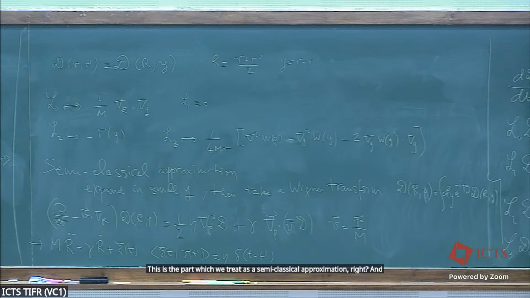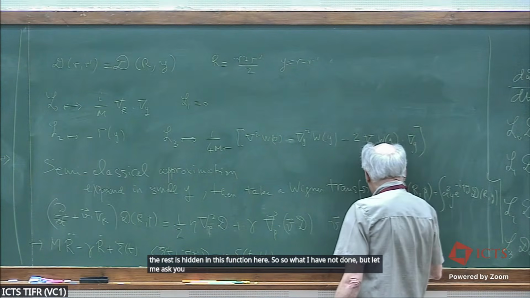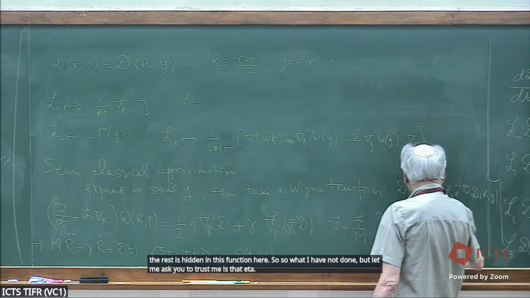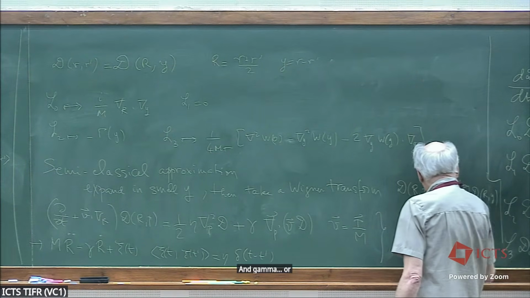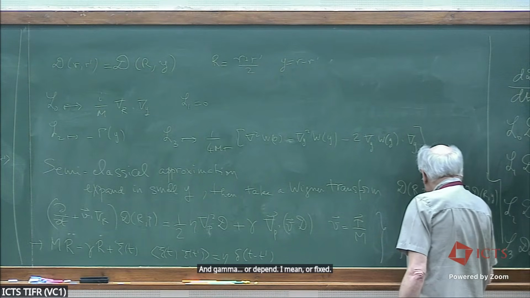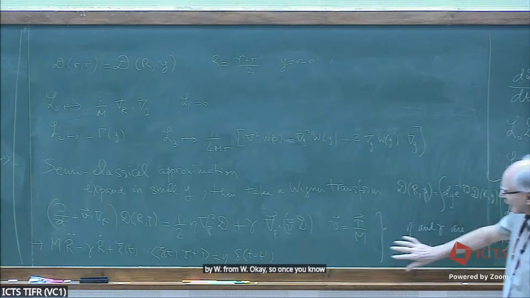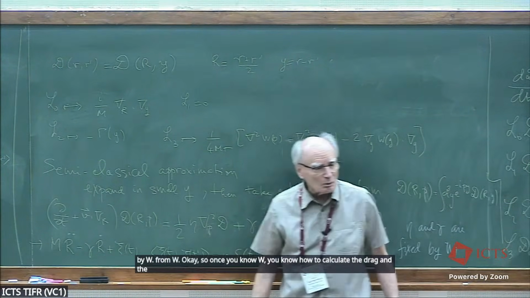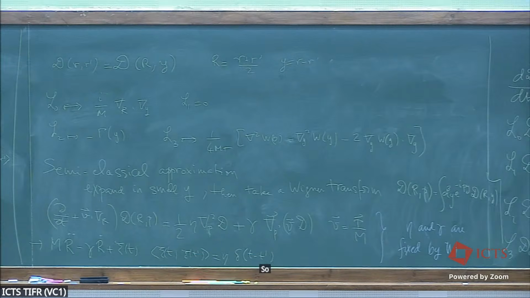And the rest is hidden in this function here. So what I've not done, but let me ask you to trust me, is that eta and gamma are fixed by W. Okay, so once you know W, you know how to calculate the drag and the noise term without any ambiguities, and there is no issue about the fluctuation dissipation theorem because this is built in the microscopic description.